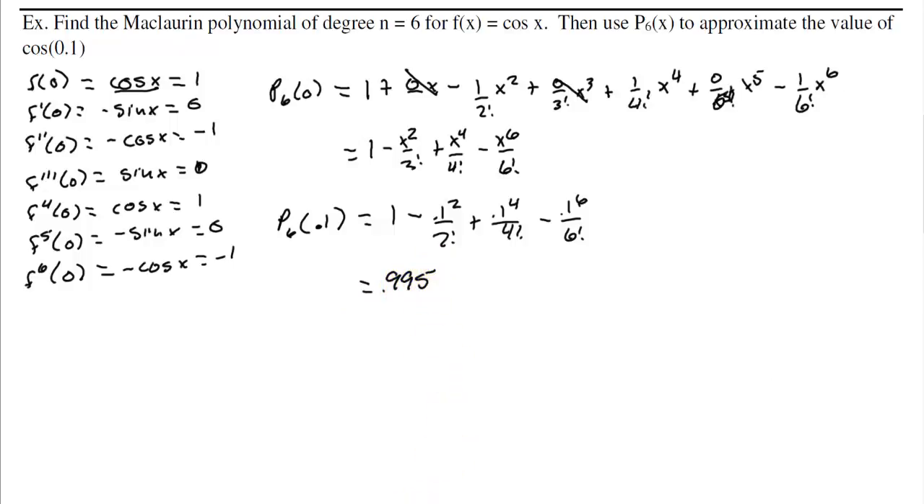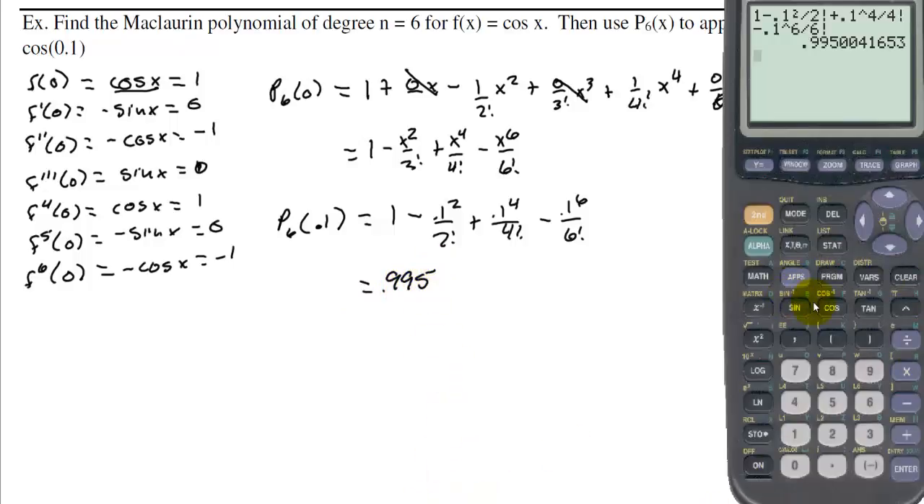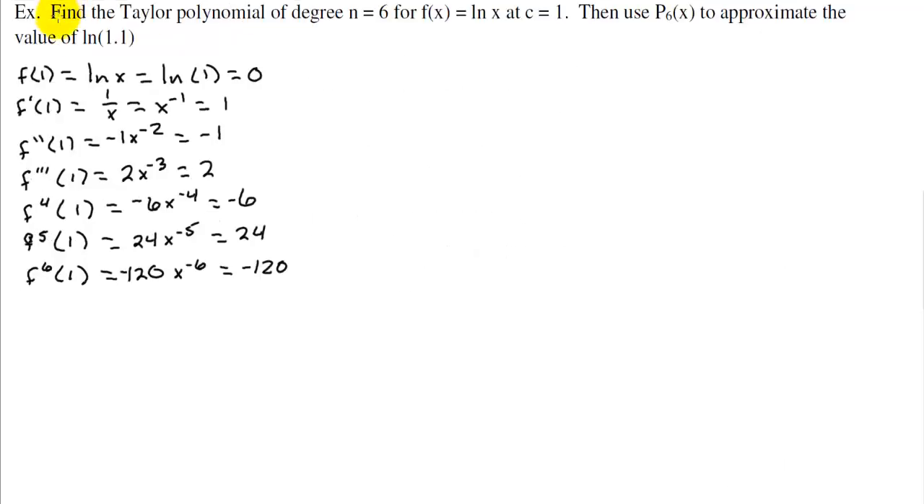Well, let's see what we would get if we actually took cosine of 0.1, and we get something very, very close. It's very accurate. Example: find the Taylor polynomial of degree n equals 6 for f of x equals natural log of x at c equals 1. Then use p sub 6 of x to approximate the value of natural log of 1.1.